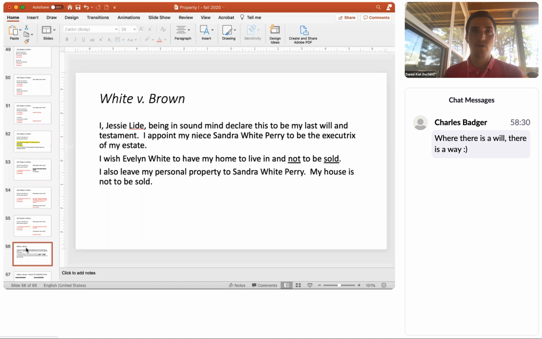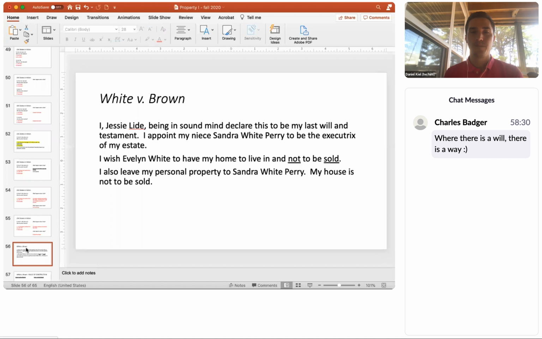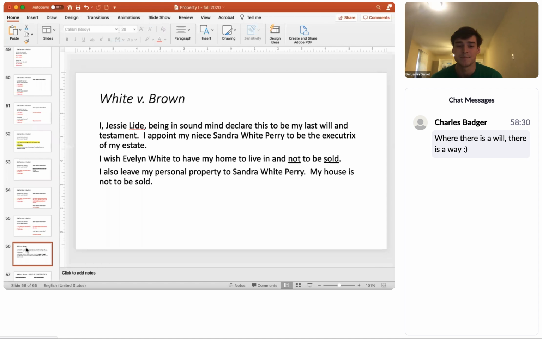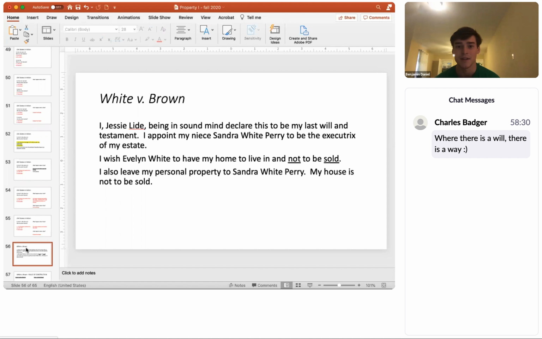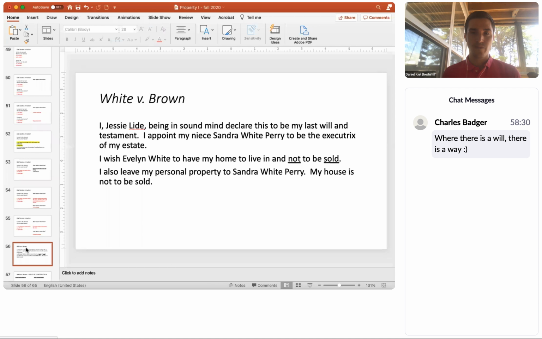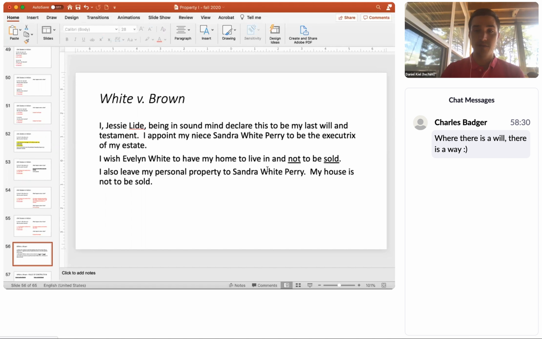So Ben, let me ask you, what do you think she wants to happen with this house? I thought that she wanted Evelyn to have it, and I couldn't really tell whether or not what she wanted to do after Evelyn passed away. It seemed like she put it in there to keep it in her family, even after Evelyn has passed. Right. And what is the language in this conveyance that is making you think that?